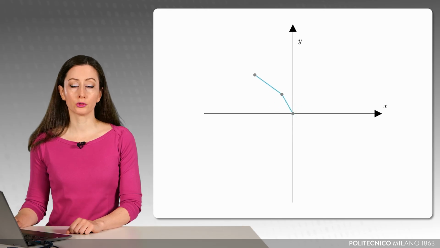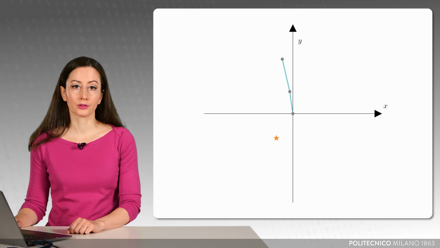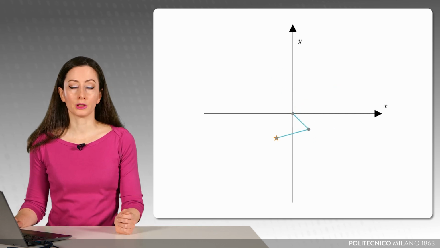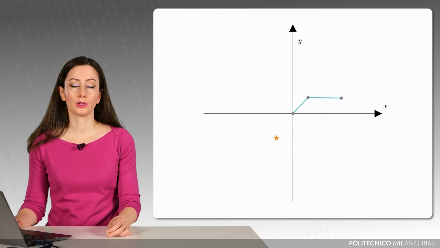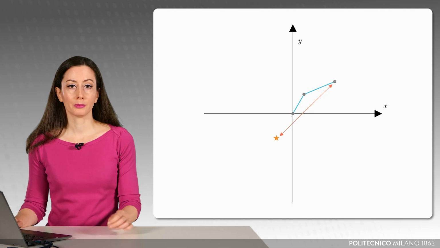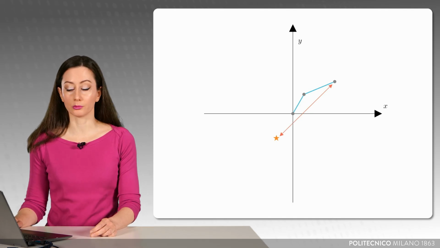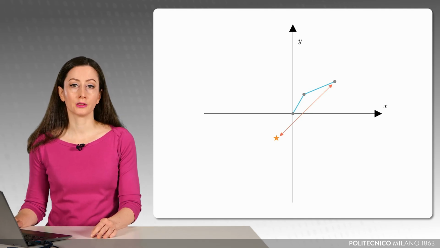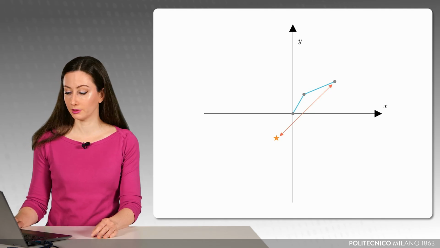And in particular, we want to position the end effector, the tip of the arm, on a target point. Or in other words, we want to minimize the distance between the tip and the target point. From a mathematical point of view, this is a minimization problem, and it consists in finding the lowest value of a given function, typically called cost function.